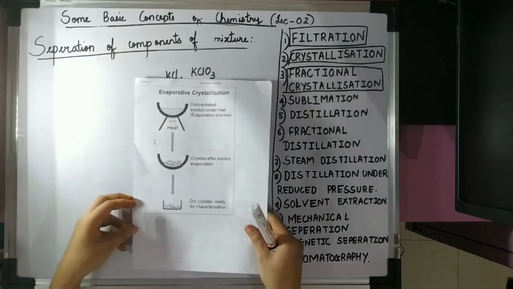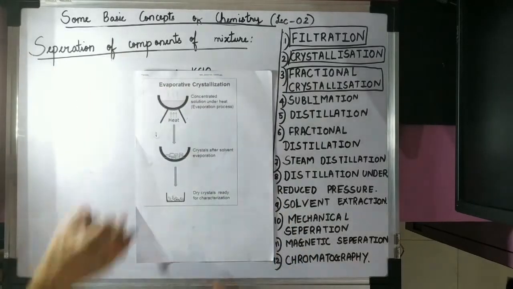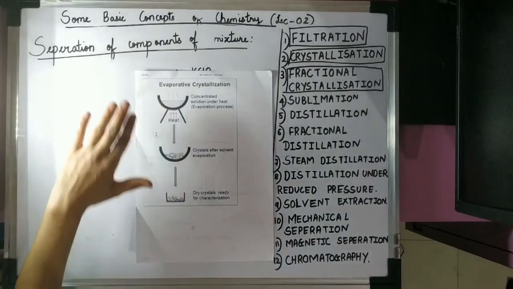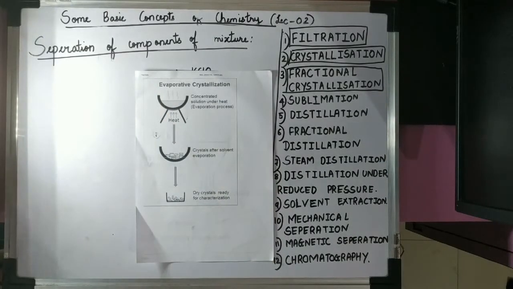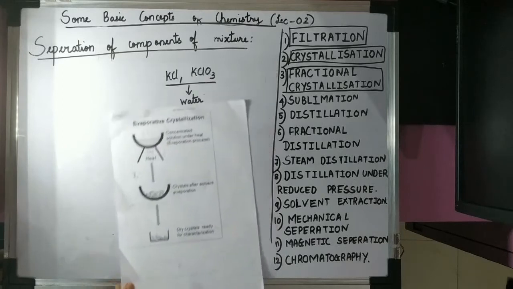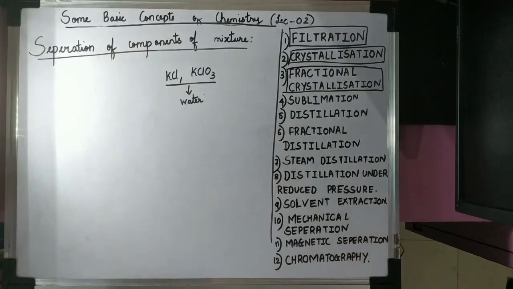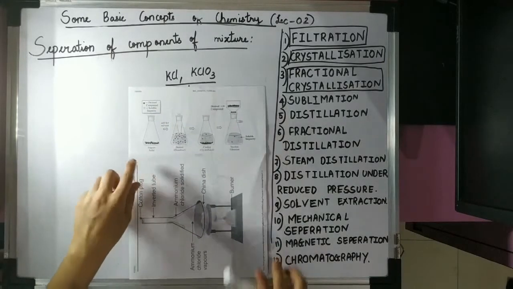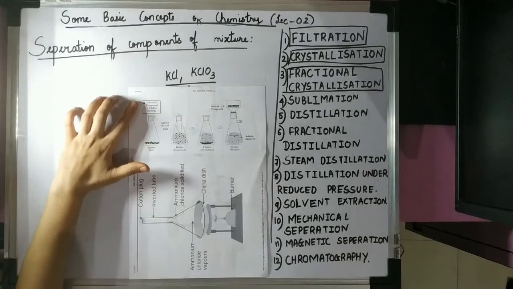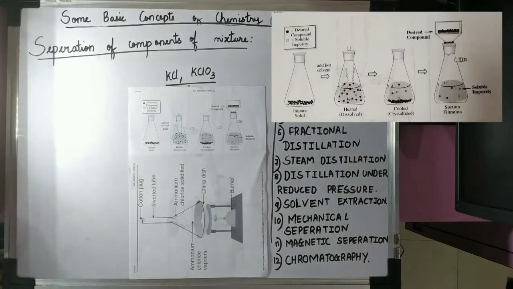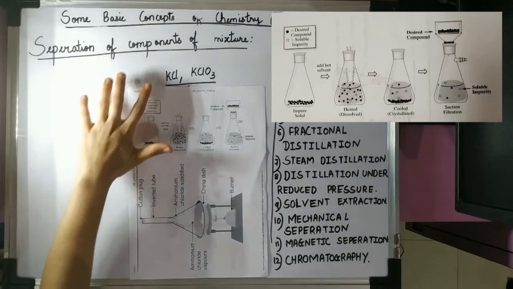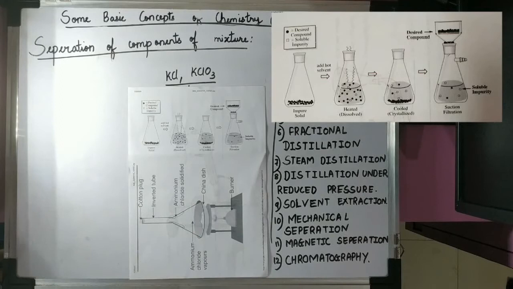So this is a picture of crystallization. This is one method of crystallization where we use evaporative crystallization. There is also one more method. Since we are discussing fractional crystallization, let's discuss this picture. Let's say our desired compound is KClO3. KClO3 is what we want to crystallize, and the soluble impurity is KCl. KCl is soluble in water. So these are our two solids.